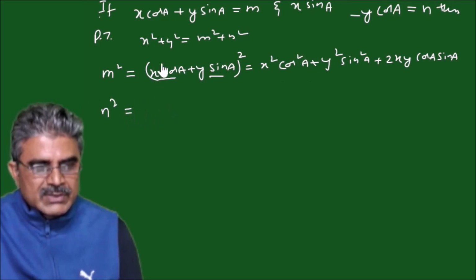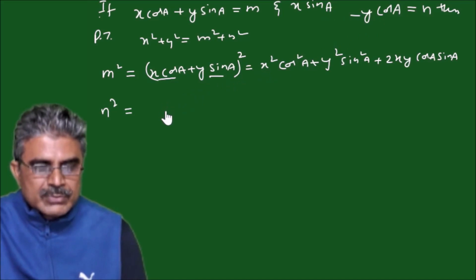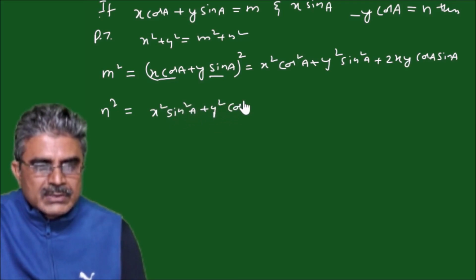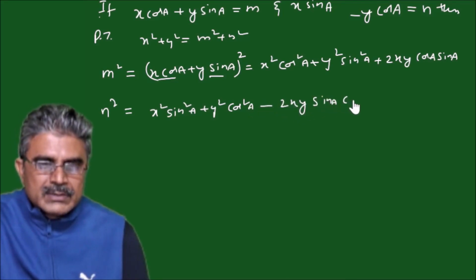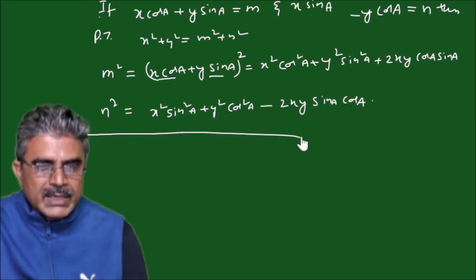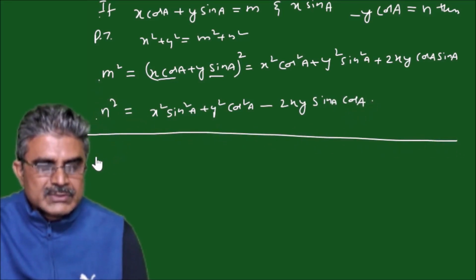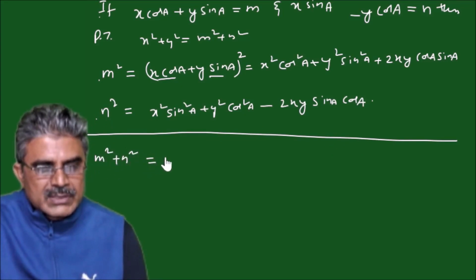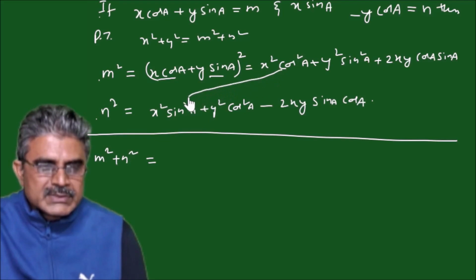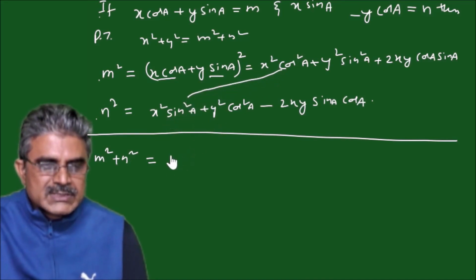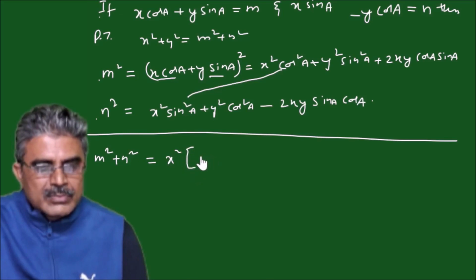Now consider n². From the given thing, n is equal to x sin a minus y cos a, which seems to be a minus b. So a minus b whole squared can be x² sin²a plus y² cos²a minus 2xy sin a cos a. Now add these two terms, the m² term and the n² term. So m² plus n² is equal to x² cos²a plus x² sin²a. If you bring x² as common, you will have cos²a plus sin²a.